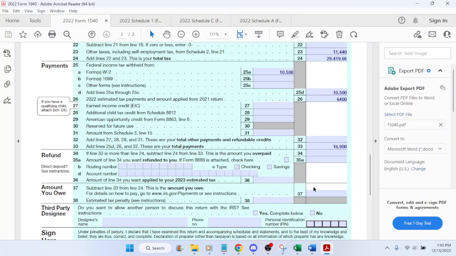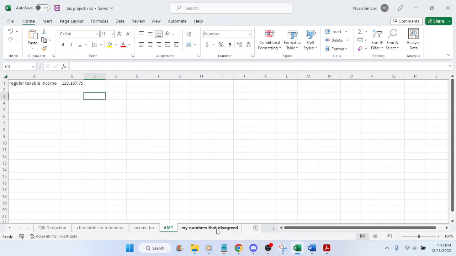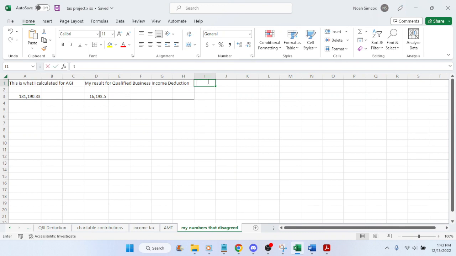Did I do the numbers right? 29,419.66 minus 16,900, and we ended up with 12,519.66. And we will add that to my numbers that disagreed. Tax owed. What I got for tax owed is 12,519.66.